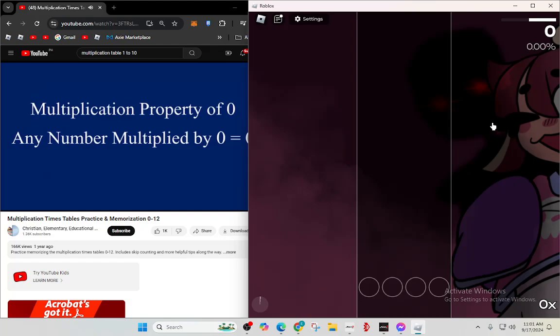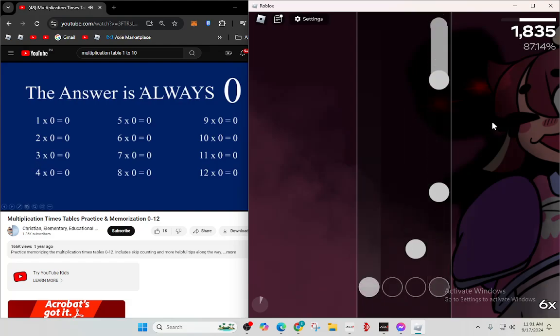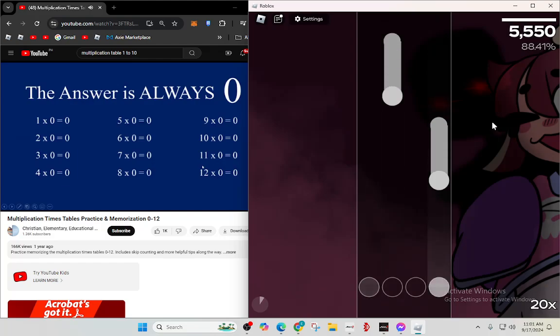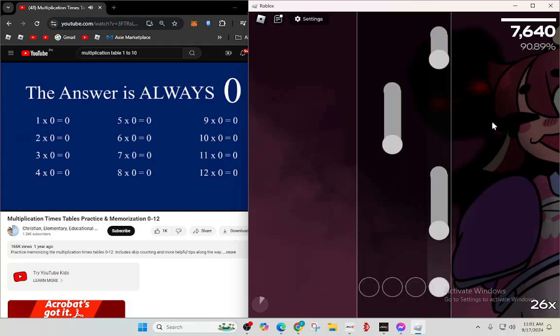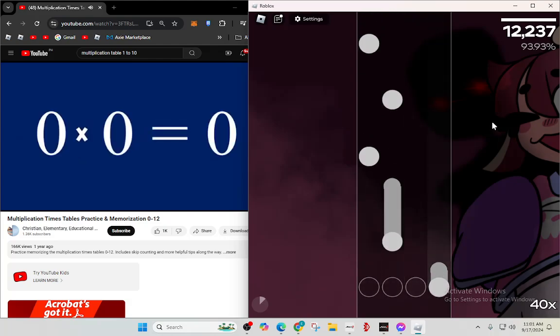The multiplication property of 0 says that any number multiplied by 0 equals 0. So let's practice multiplying the numbers 1 through 12 by 0. And remember, our answer for each of these equations will be 0. That's right. 0 times 0 equals 0.